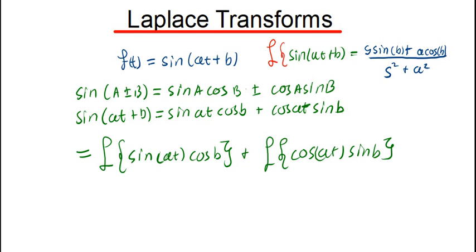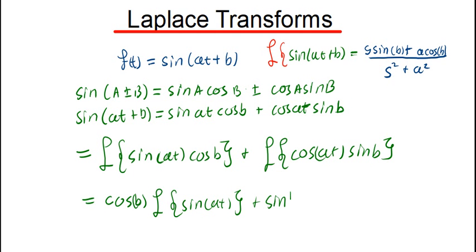So look at what you have now. This right here is going to be treated as a constant in this case because of the angle that we have. Unless there was an a there, that could have been a different case. So it simply means I can bring it outside and say cos b multiplied by the Laplace transform of sine at, plus you do the same for this part, which is sine b multiplied by the Laplace transform of cos at.